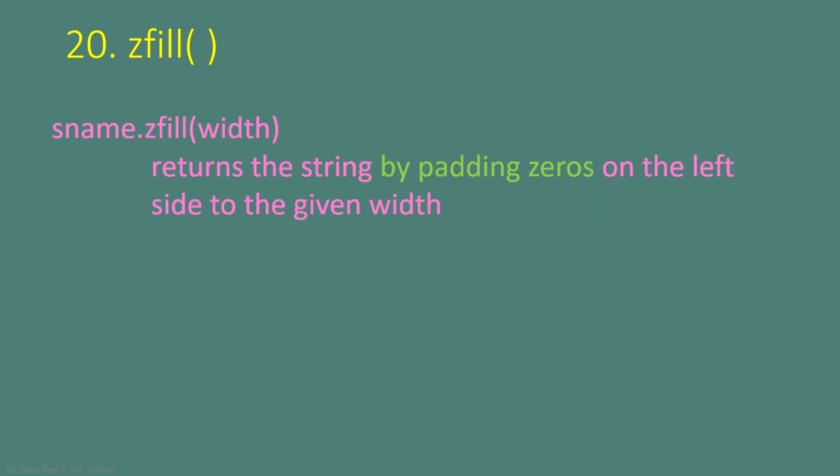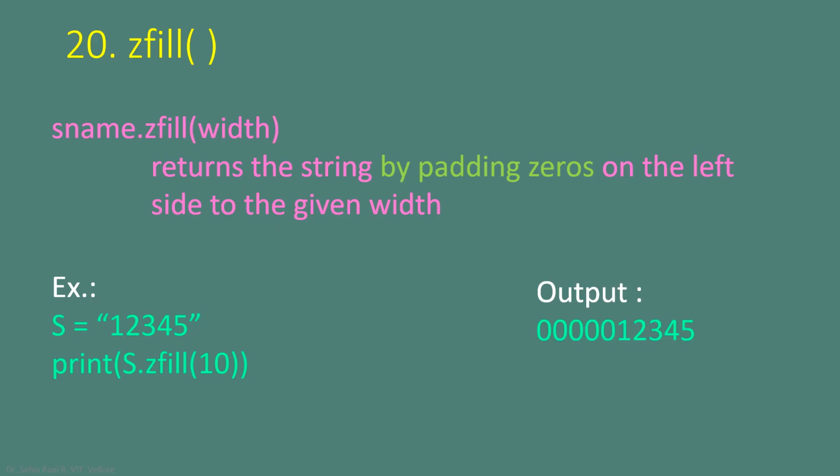zfill. This method returns the string by padding zeros on the left side to the given width. For example, let s is equal to "12345". And if we use s.zfill(10), the output is going to have the padded zeros on the left side, and here we are having 5 numbers. The remaining 5 spaces are filled with zeros.